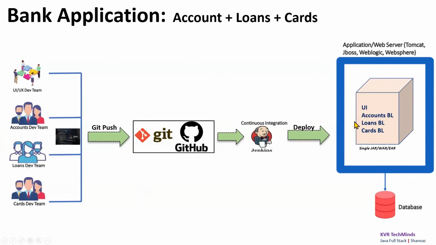Let us take Amazon. Amazon has different modules, and they develop the different modules. They put the code in Git. There is a Jenkins tool which will take the code, build the code, and deploy the code into the server.